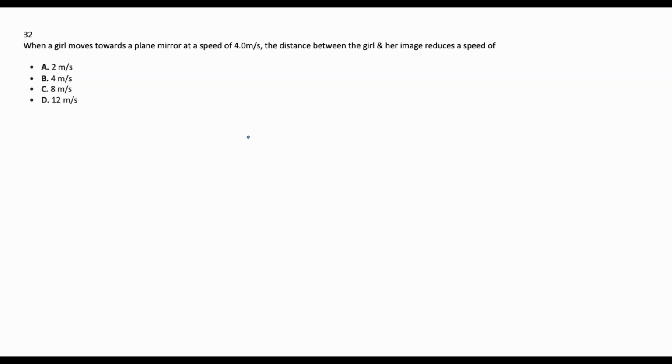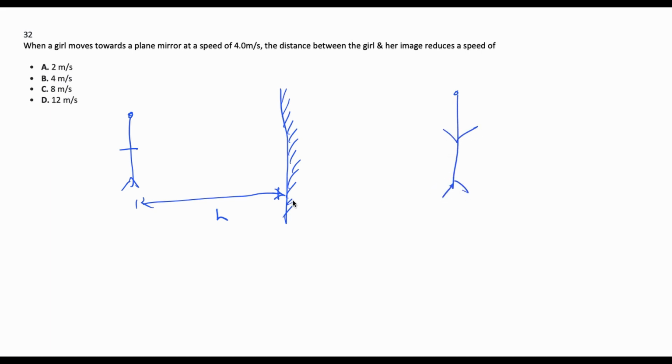Question 32 says, when a girl moves towards a plane mirror at a speed of 4 meters per second, the distance between the girl and her image reduces at a speed of. So if we have a plane mirror right here, if this is our mirror, and we have a girl standing at a distance L from the mirror, so this is distance L. Now we know that the image of this girl from the mirror is also going to be on the other side. However, it's also going to be at a distance L, just as the girl herself.